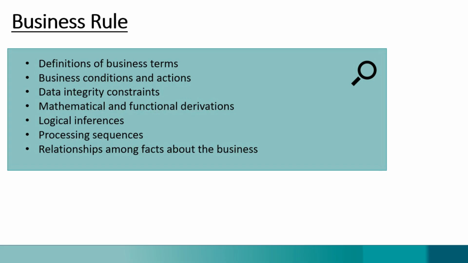Business rule. A business rule defines or constrains some aspect of business and always resolves to either true or false. For example, a business rule might state that no credit check is to be performed on return customers. Definitions of business terms. Business conditions and actions. Data integrity constraints. Mathematical and functional derivations. Logical inferences. Processing sequences. Relationships among facts about the business.